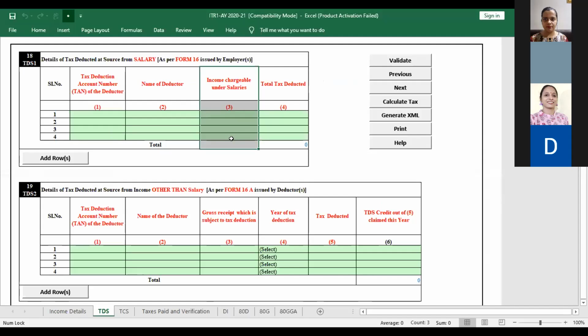Neither of the two figures can be different. Both have to be the same. So you will get this total tax deducted. This has to be copied exactly from Form 16. There is another form. In case there are more installments, there is a button available over here, add rows. You can keep adding as many rows, but unless each and every column information is filled, it will not accept it.